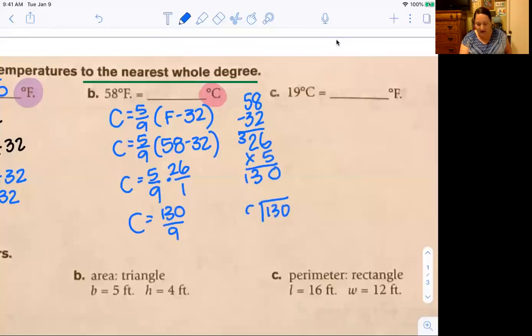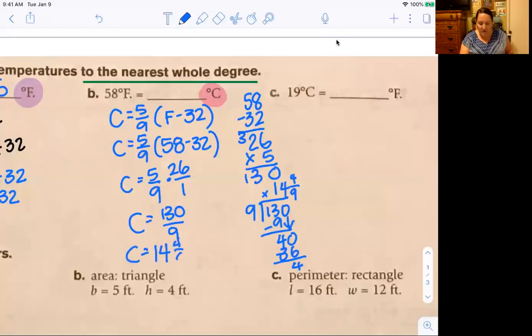130 divided by 9. And we are going to have a fraction, so we are going to have to round. 9 goes into 1. Nope. 9 goes into 13 one time. 13 minus 9 is 4. Bring down my 0. 9 goes into 40. 4 times is 36. Is that enough? Yeah, 4 times. And I get a 4 left over. So 14 and 4/9.